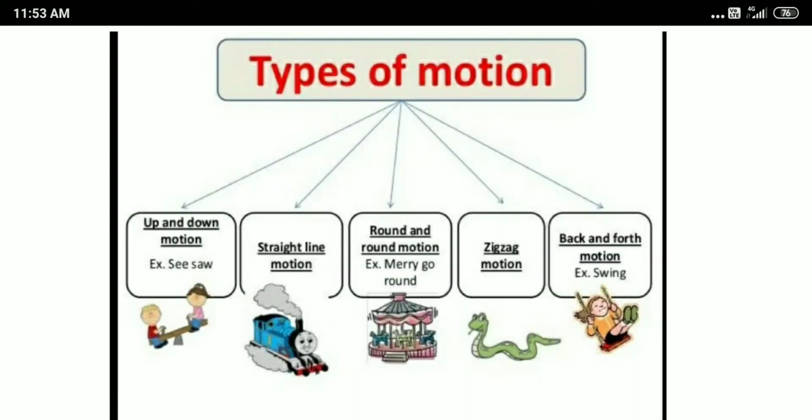Students, we come across so many types of motion in our day-to-day life. Suppose when sitting on a seesaw, children go up and down, so this is up and down motion. If an object moves only in a straight direction, it is straight line motion, just like a train. If in a merry-go-round children are moving round and round, these are round motion or circular motion. And a snake moving in random directions, not a particular fixed direction, is called zigzag motion. And on a swing, a child goes back and forth about the central position or mean position, so it is called back and forth motion. These are all different types of motion that we come across in our day-to-day life.